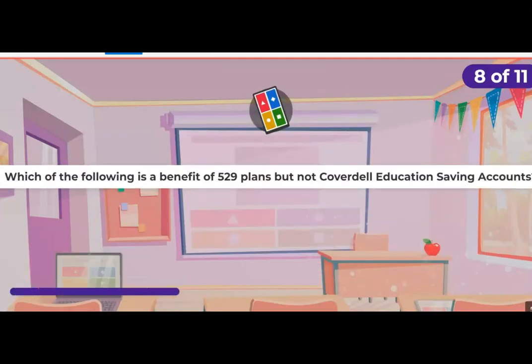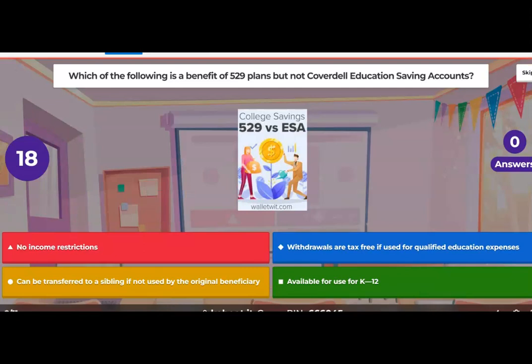Which of the following is a benefit of 529 plans but not Coverdell education savings accounts? A, no income restrictions. B, withdrawals are tax-free if used for qualified education expenses. C, can be transferred to a sibling if not used by the original beneficiary. D, available for use for K-12.